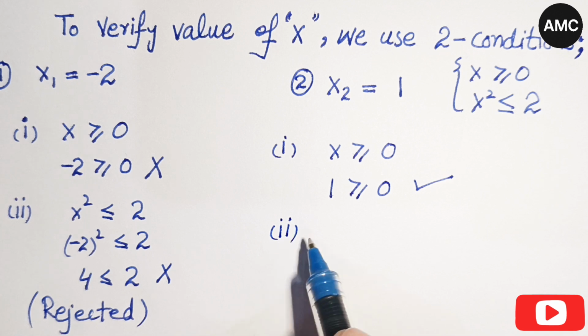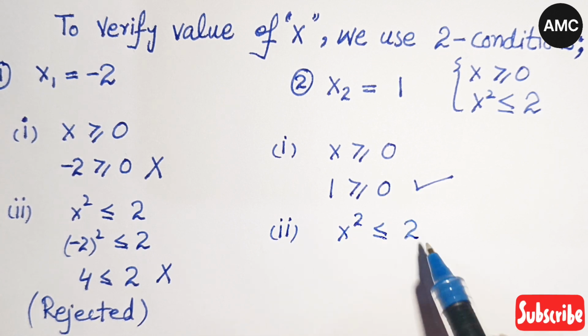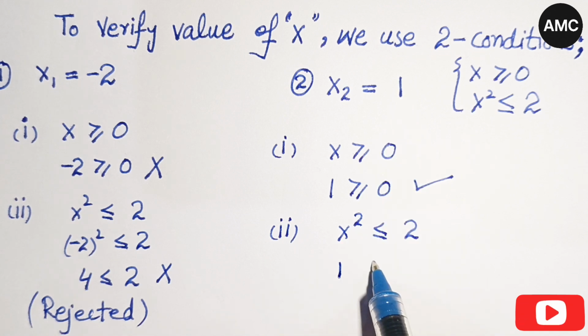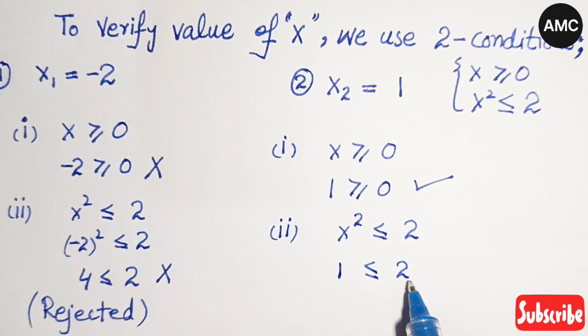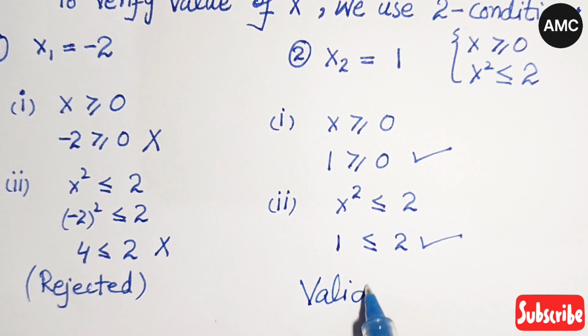Similarly, our second condition, if we just verify, that is x squared is less than or equal to 2. So here the value of x is 1. Putting 1 here, 1 squared is 1, which is less than or equal to 2. Yes, 1 is less than 2, so it is true. Now this value is valid. So our second solution, that is x2, is a valid solution.